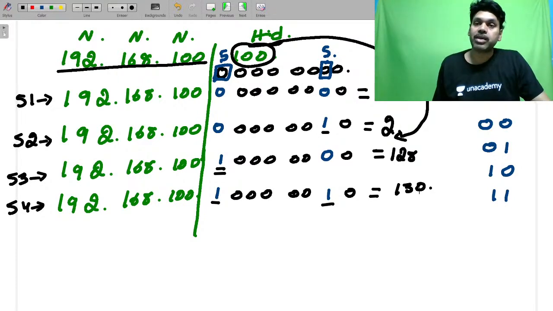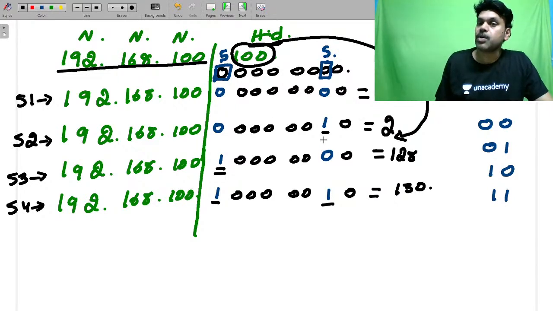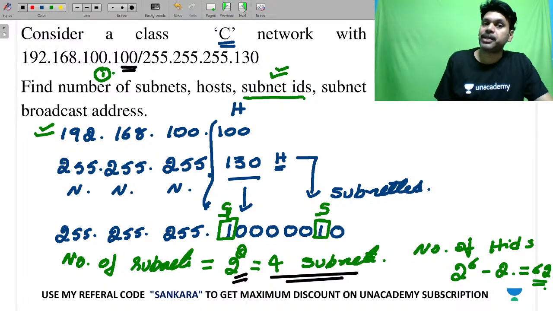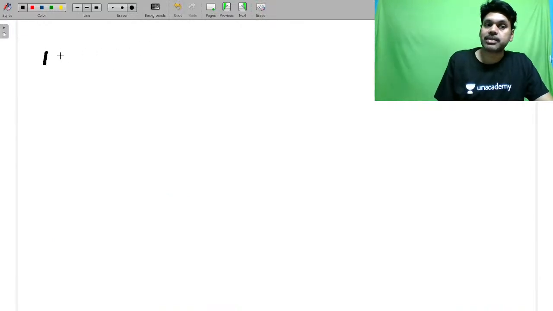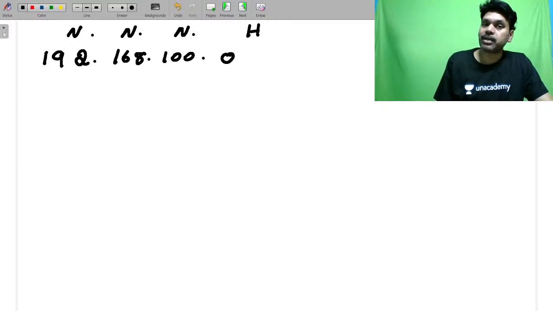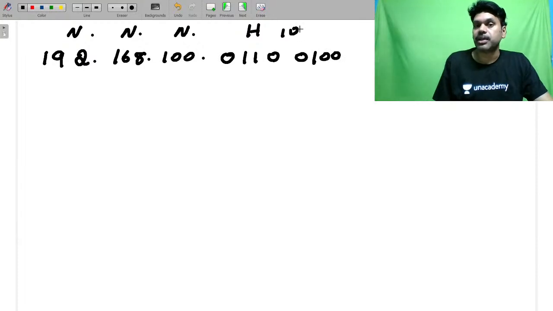Both we are using FLSM. Now you can also do it in a shortcut, because he asked about this IP, right? What is the IP? 100. He needs to have the subnet ID and subnet broadcast address. So 192.168.100, they are your network IDs, and this is your HID. Write 100 in binary. 01100100. This is your 100 in binary that I have written now.